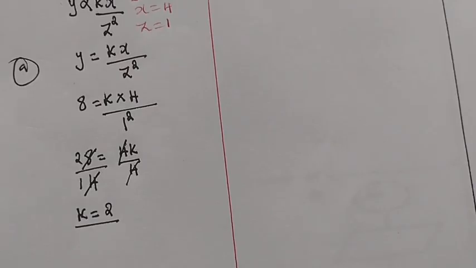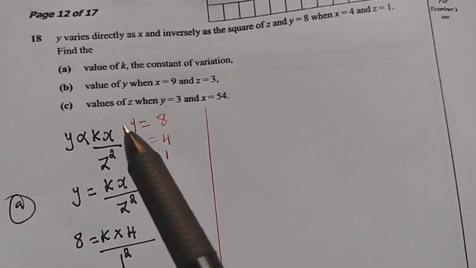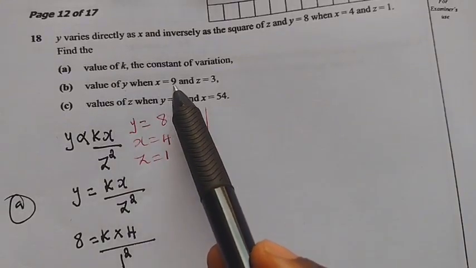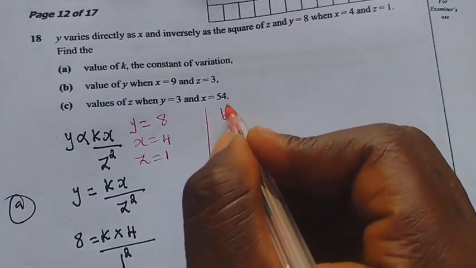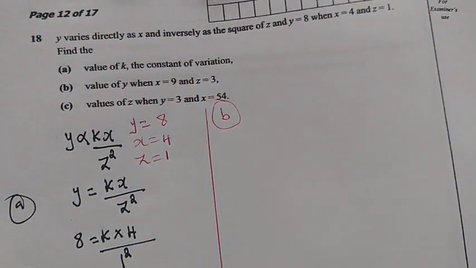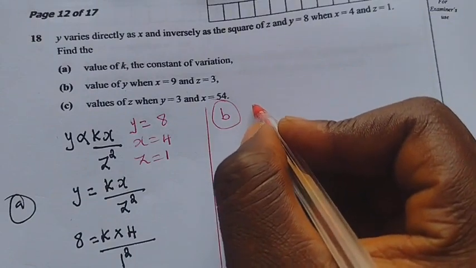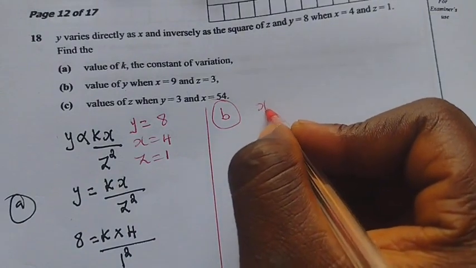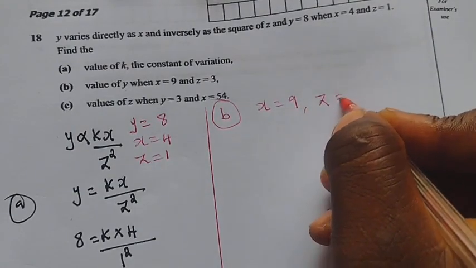We have answered our first question there. We now come to question B. So in order to answer question B, let us look at the question right here. Find the value of y when x is equal to 9 and z is equal to 3. So we answer our question B, which will be answered right here. So here they have given you that, find the value of y when x is equal to 9 and z is equal to 3.